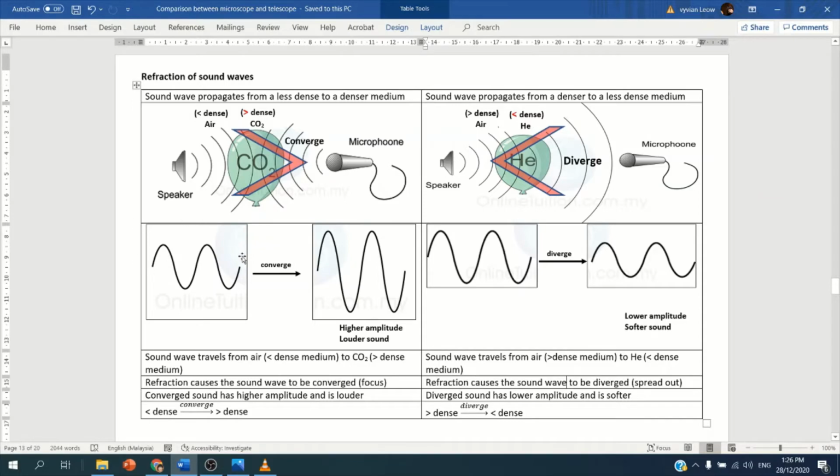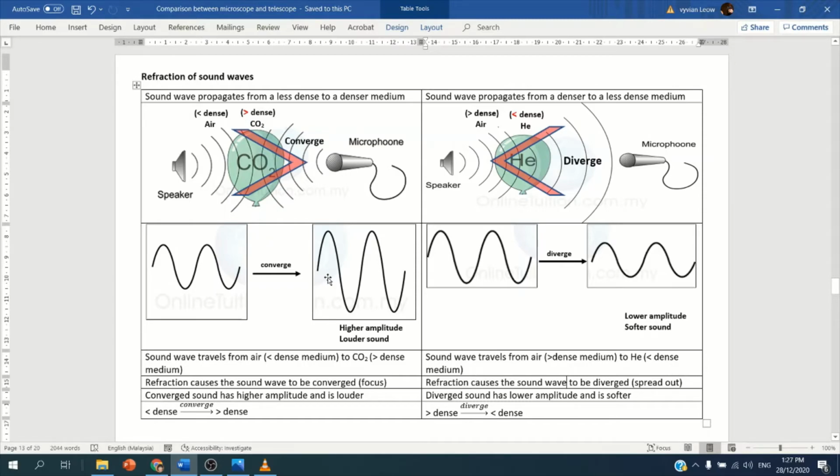Right? So this display on the left here is before the balloon is placed between the speaker and the microphone. So the amplitude is lower, but this display on the right here shows after the balloon is placed, so the amplitude has increased and the sound is louder. We know that amplitude affects loudness. So when amplitude increases, loudness increases.